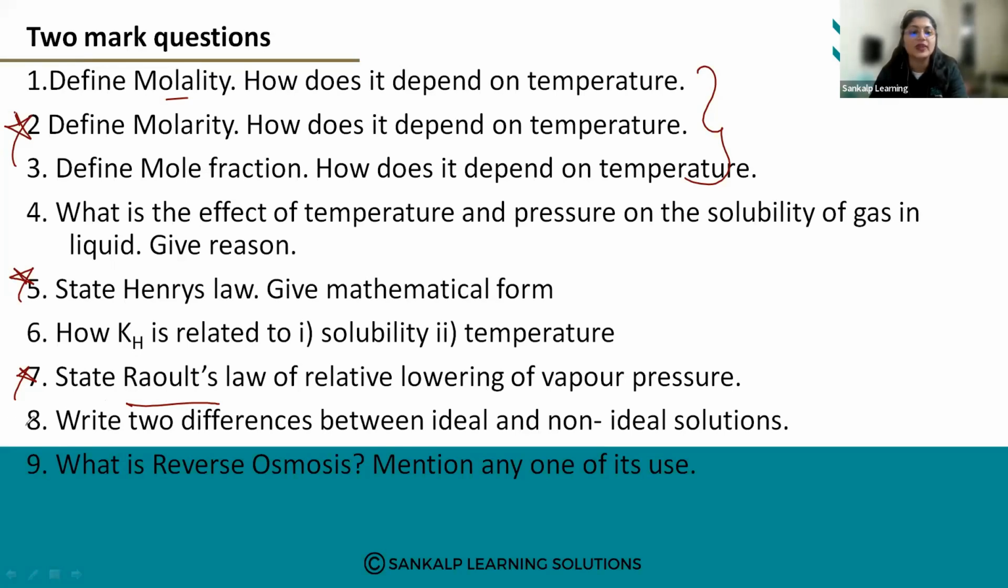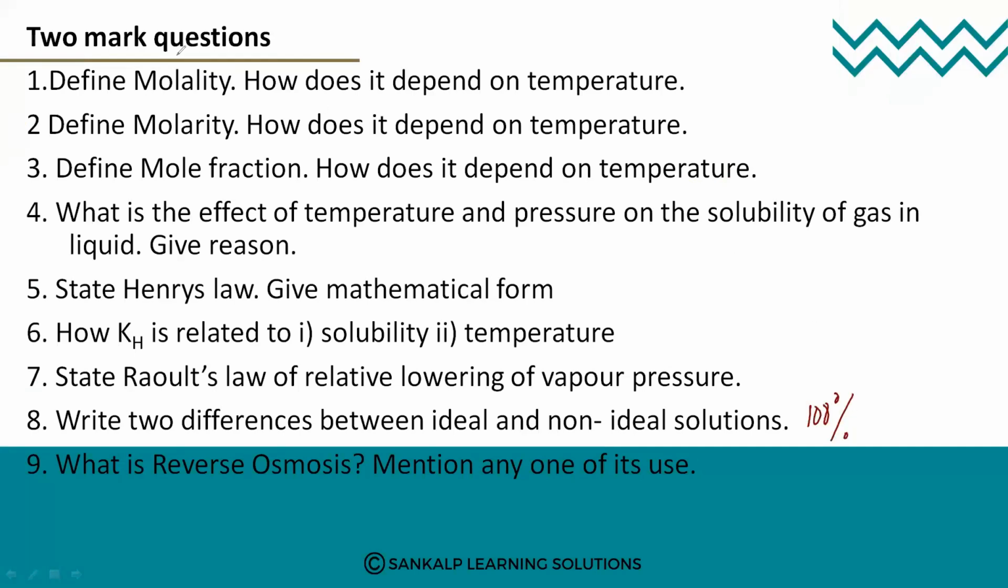Then Raoult's law. Next is differences between ideal and non-ideal solution. This is a very, very, very important question, a 100% sure question, right? Some questions are like this. If you see those questions, you will be sure that this is an asked question. So that time you have to blindly write these answers, with no mistakes. These are scoring questions.